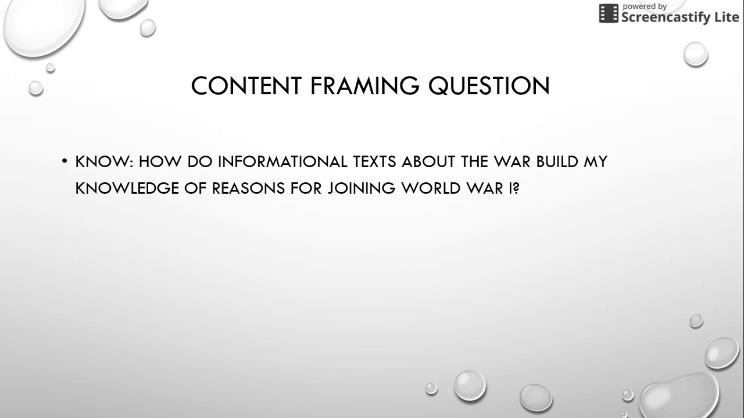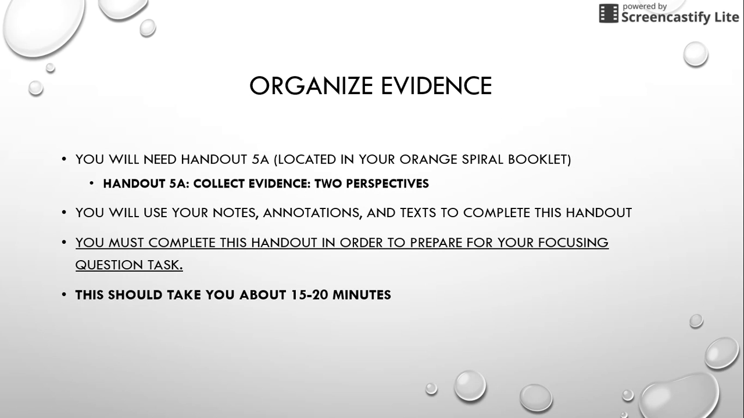So we're going to use our text to show how those texts helped us understand why people and countries joined World War I. So everything that you've done in the last week and a half is going to be put together in one place. Before we get into the formal writing, you're going to need handout 5A, which is in your orange spiral book. And there's actually two different handouts, 5A, but the one that we're going to start with first is the one that's actually in your orange spiral book, and it is the one that says Collect Evidence to Perspectives.